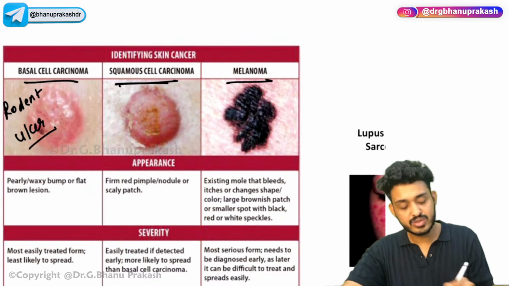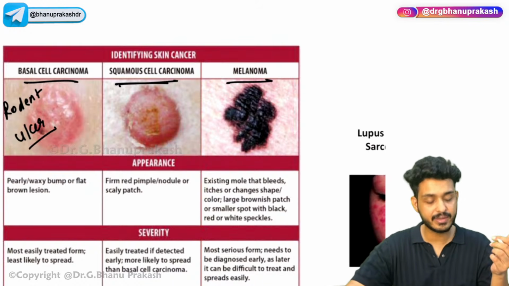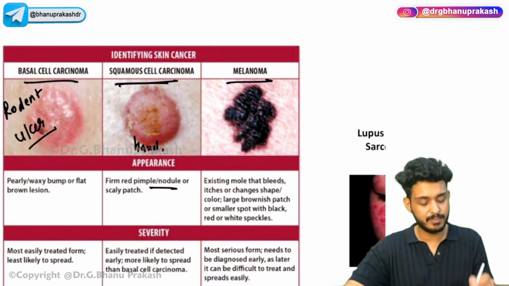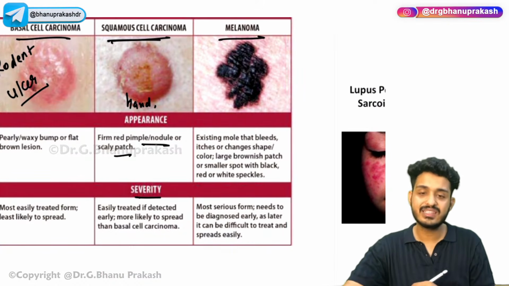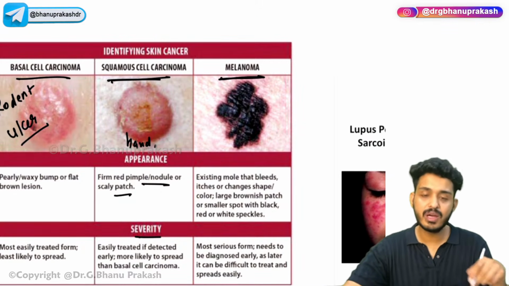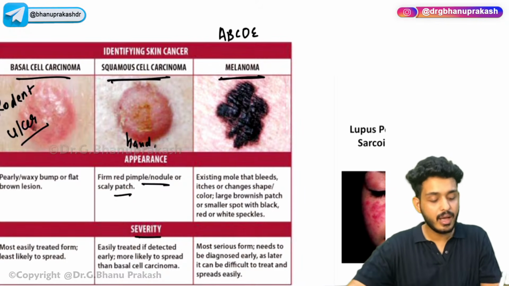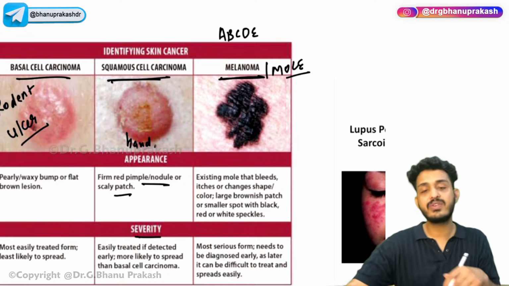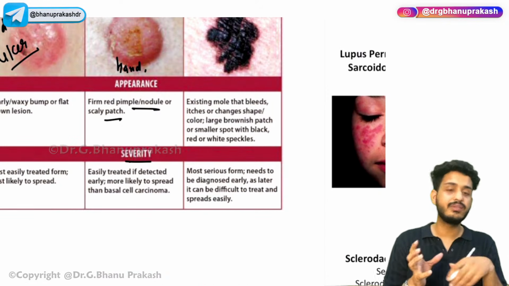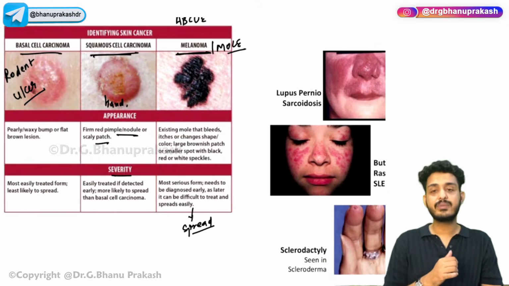Second thing is your squamous cell carcinoma. Most commonly you will be finding it on the hand, right? You will be having a firm nodule-like patch. It is also a severe thing, but the most severe that you will be finding here is your melanoma. For melanoma, we check A, B, C, D, E to distinguish between melanoma and mole. Melanomas are very hard to treat. They will spread to the body. The most common and easily treatable is your rodent ulcer.